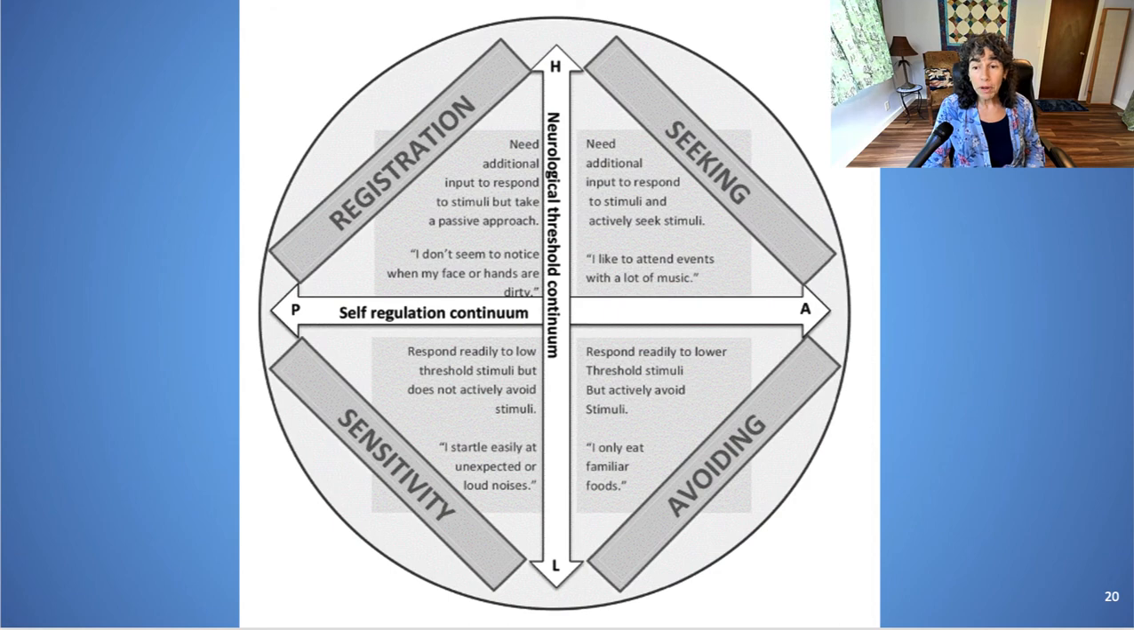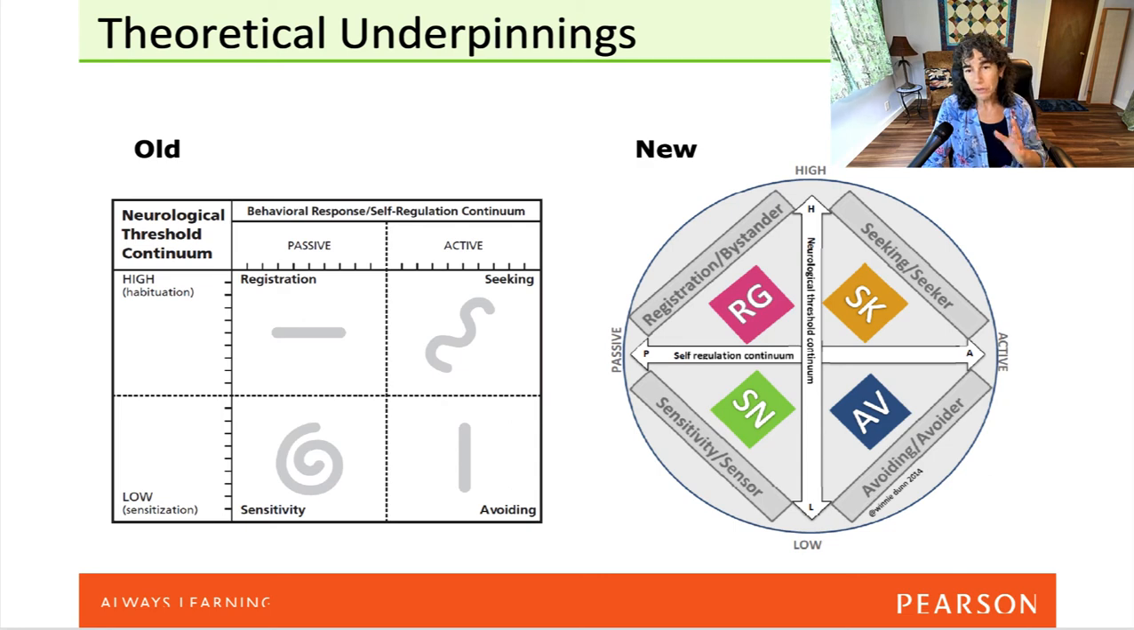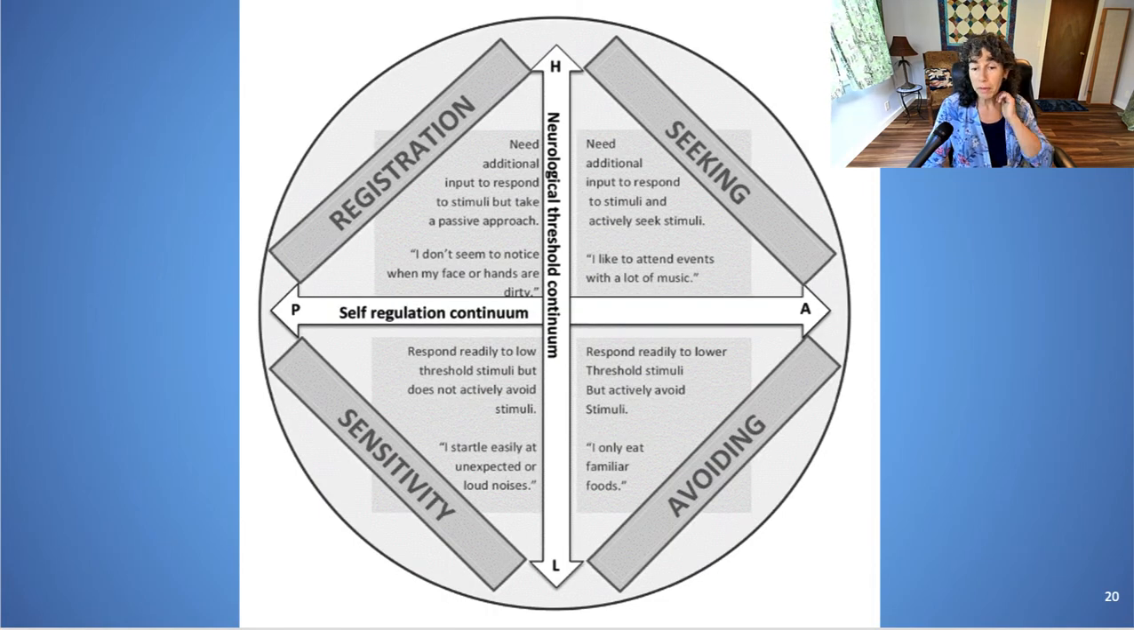Here is a little bit more information, and you'll notice it's the same exact chart as the figure on the right, but with some different information in it. So I'm going to let you look at that yourselves. Make note, we're on slide 20, and think about, what does registration mean? Well, you need more input to notice sensation, but you're sort of passive, right? Seeking. You need additional input to respond, and you actively seek, right? So on the left is P, and on the right is A. P stands for passive, A for active.